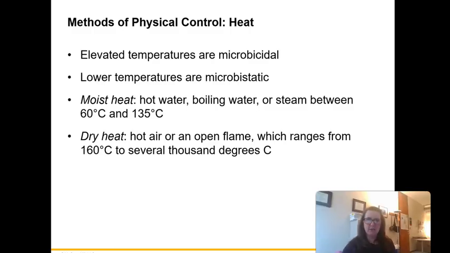All right, moist heat. So hot water, boiling water, or steam. We're thinking about this being between 60 and 135 degrees Celsius, which is a really great way to kill most of the vegetative cells of our microorganisms, but not endospores. Endospores are going to require a much hotter temperature. So we're thinking about dry heat like incinerating. This is hot air, open flame. So 160 degrees Celsius to several thousand degrees Celsius.